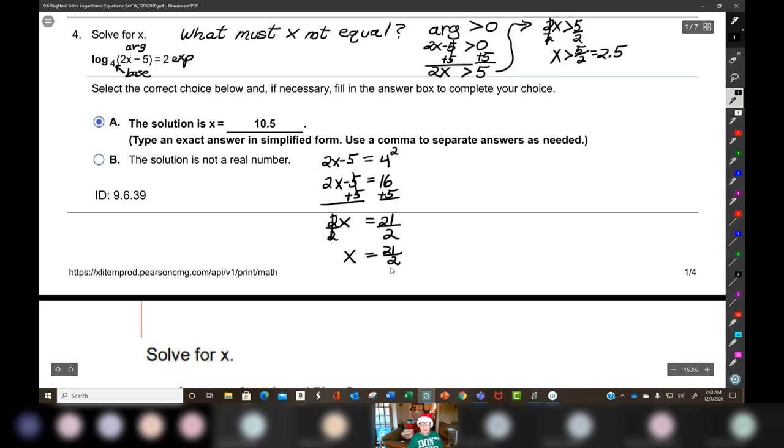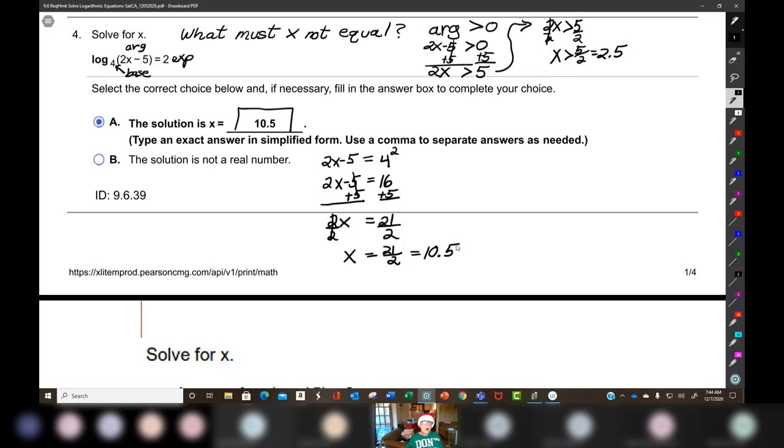Now, before I put my answer in, this would be the normal answer to give in my math lab. Notice that the instructions underneath where the answer box would be says type an exact answer in simplified form. Well, you could leave it 21 over 2, but they answer with a decimal. So given the instructions, I would say both answers are acceptable. Now, is 10.5 greater than 2.5? Yes, it is. So 10.5 is an acceptable answer.